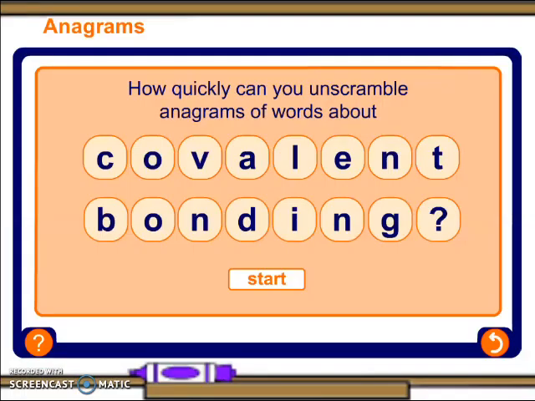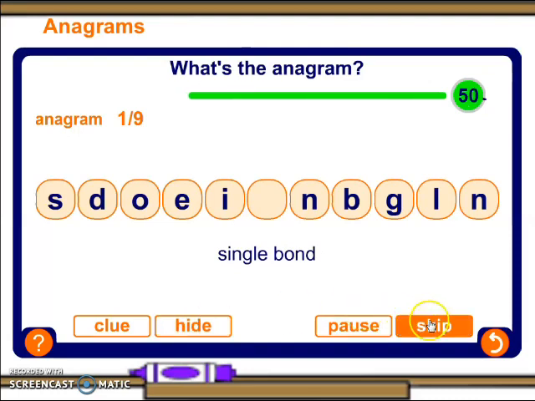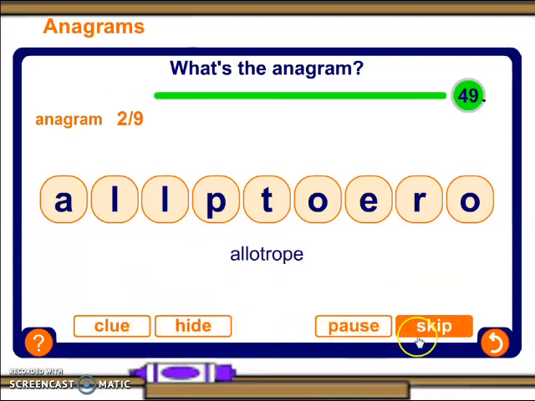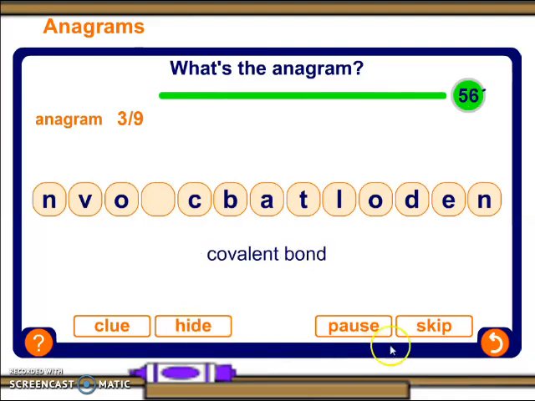Let's unscramble anagrams about covalent bonding. 1. A covalent bond in which each atom shares one of its electrons. The correct answer is single bond. 2. A structurally different form of an element with different physical properties. The right answer is allotropy. 3. A strong bond between two atoms in which each atom shares one or more electrons with the other. The correct answer is covalent bond.